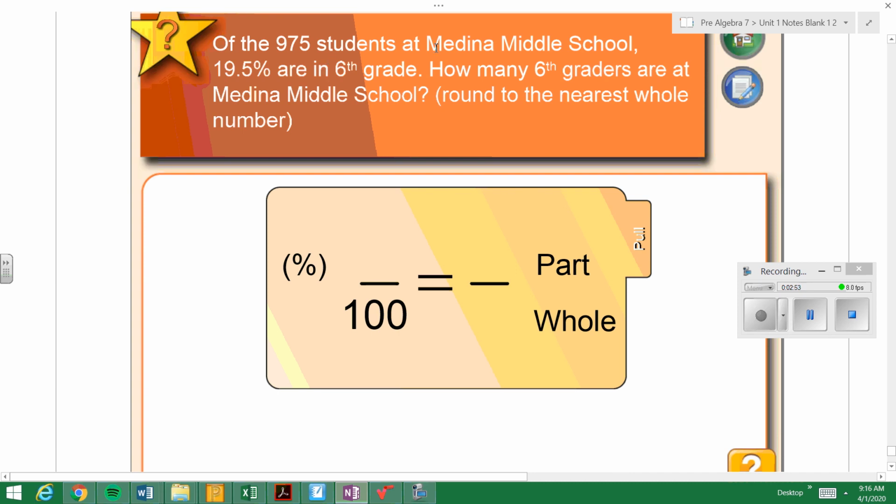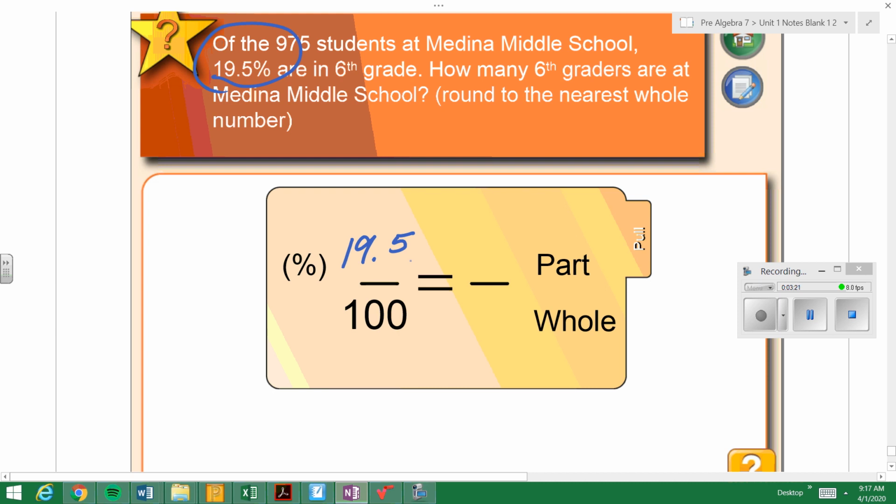Of the 975 students at Medina Middle School, 19.5% are in the sixth grade. How many sixth graders are at Medina Middle School? Okay, so this one you have to ask yourself, is it asking for the part, the whole, or the percentage? Okay, well, it gives us 19.5%. That is the number that is going over 100. 19.5 relative to 100 is the percentage.